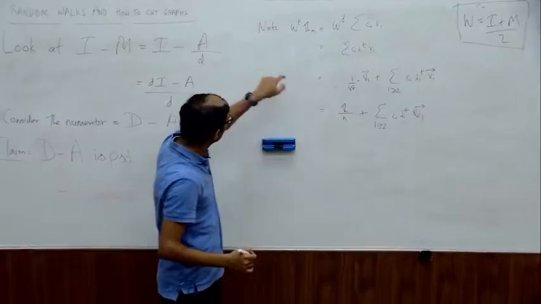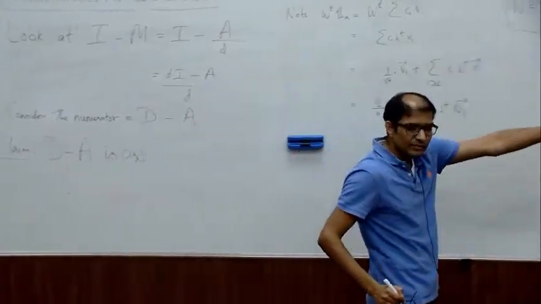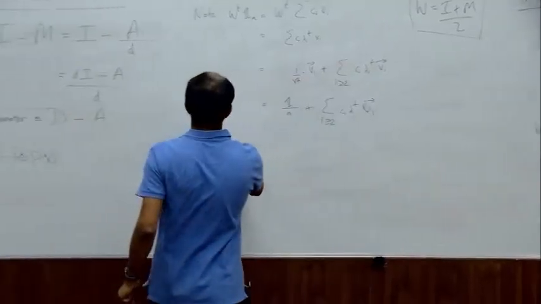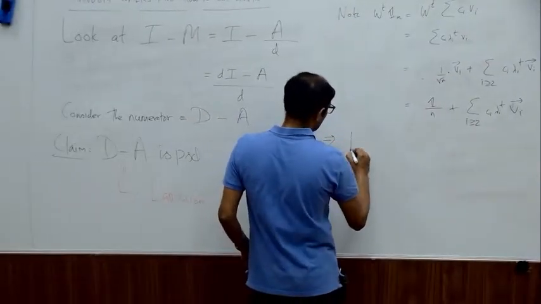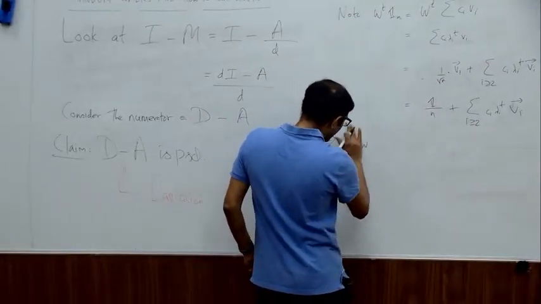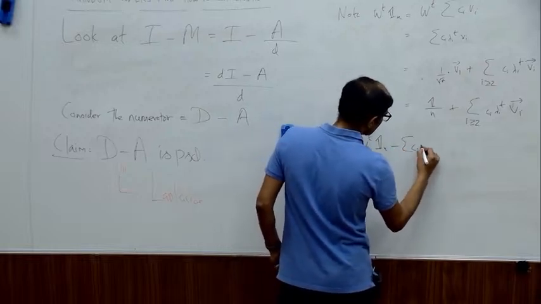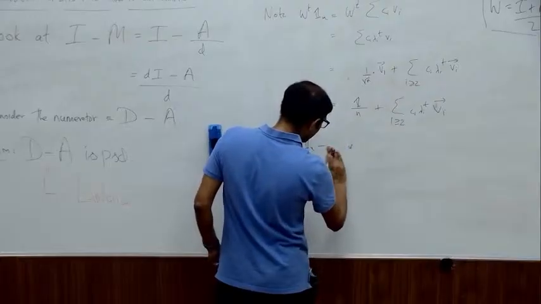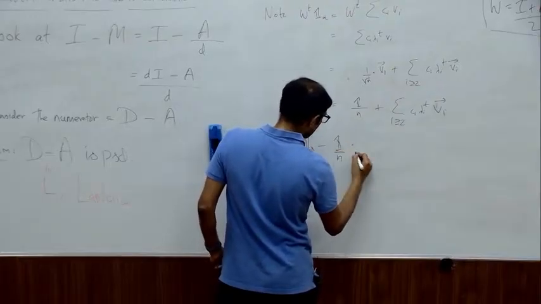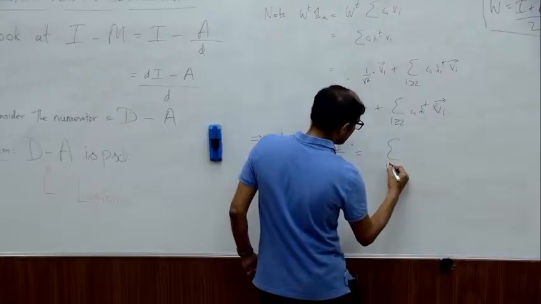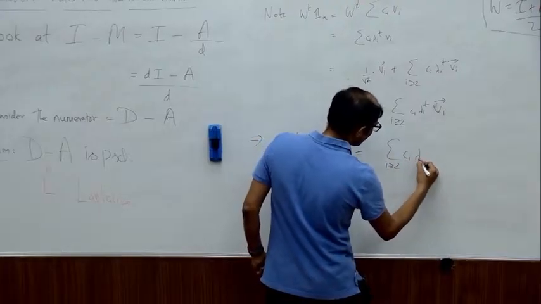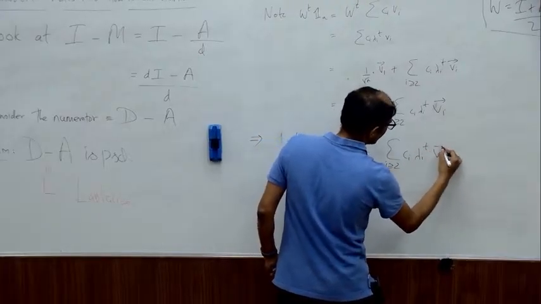Brilliant. I moved that guy over to the left. That expression emerges. Brilliant. So this tells you. Let me write it slowly. W to the t, 1 sub u minus summation Ci minus all 1s over n is equal to summation Ci lambda i to the t Vi.